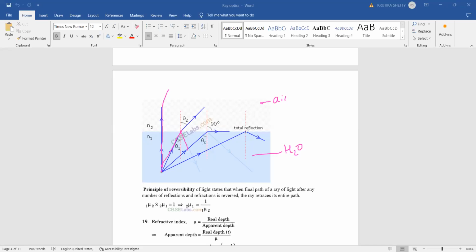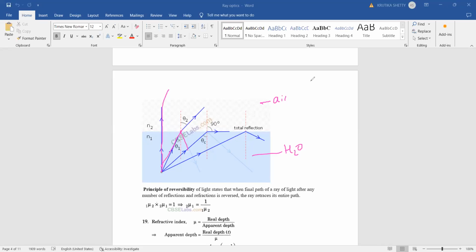The next ray, whatever it is coming, instead of showing the refraction, it will bounce back in the same medium. So next, if you consider any other ray, that will also be traveling in the same medium, that is, it will show only reflection. So this type of phenomenon is called as what? Total internal reflection.